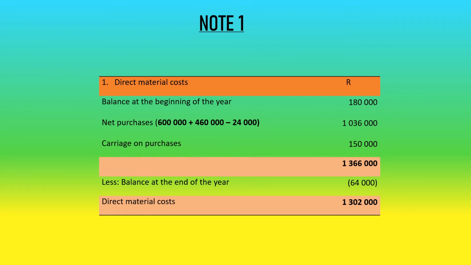Now we want to know how much was used in the current year, right? So that's why we go and deduct the leftovers at the end of the year that we have on hand, right? So they had, at the end of the year, on hand 64,000. This was also provided, so we deducted it, and now we get a cost of 1,302,000. So this is the cost that was incurred with direct material in the manufacturing process for the current year.